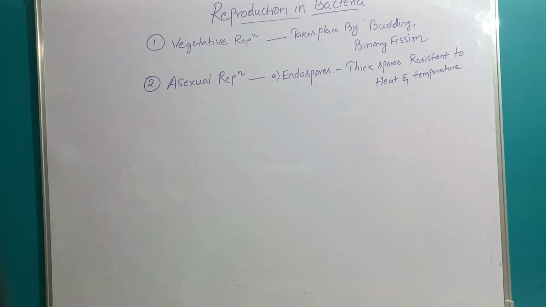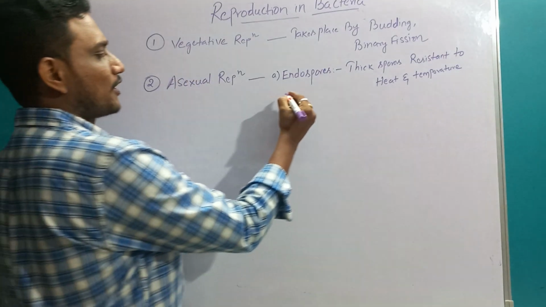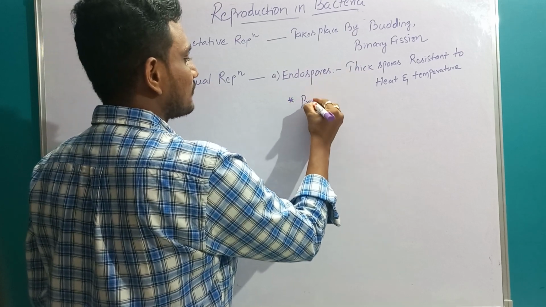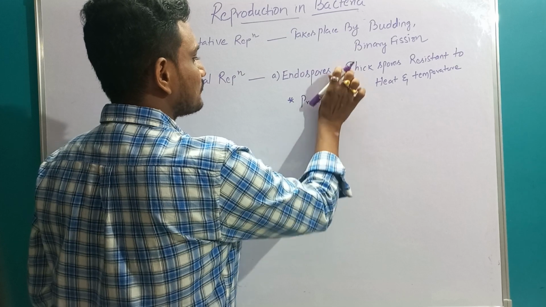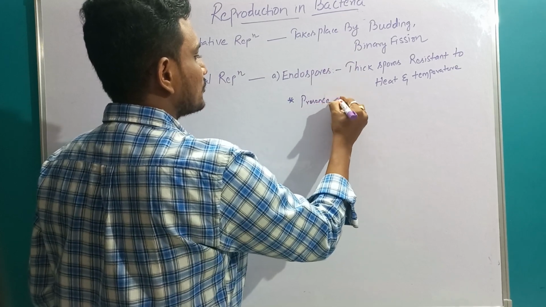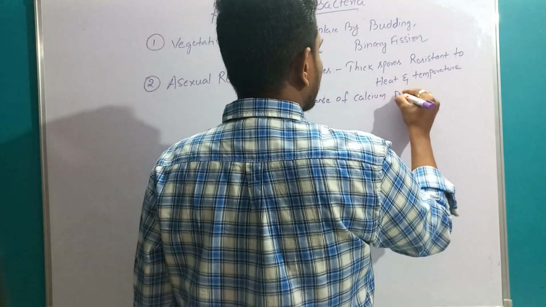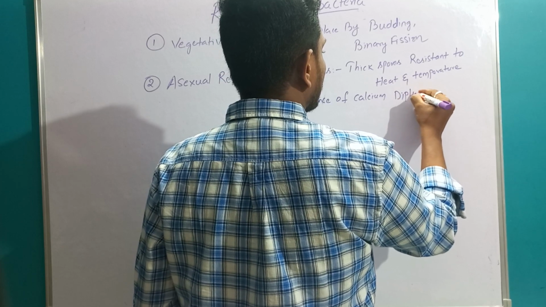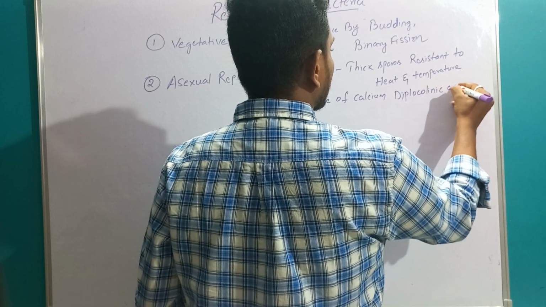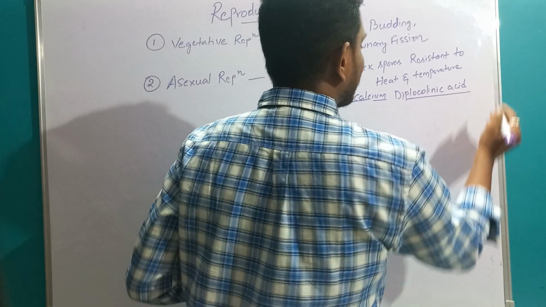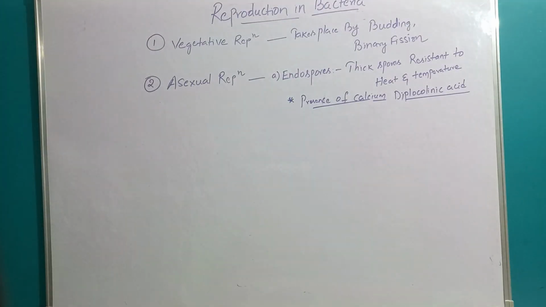Another important point is these are highly resistant due to the presence of calcium dipicolinic acid. Due to the presence of calcium dipicolinic acid, the endospores are resistant to high temperature and heat.